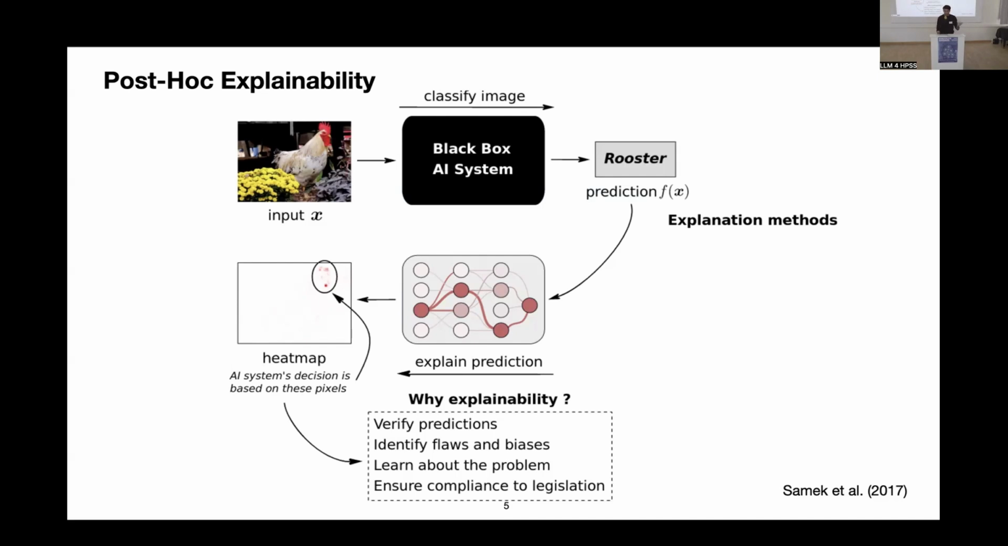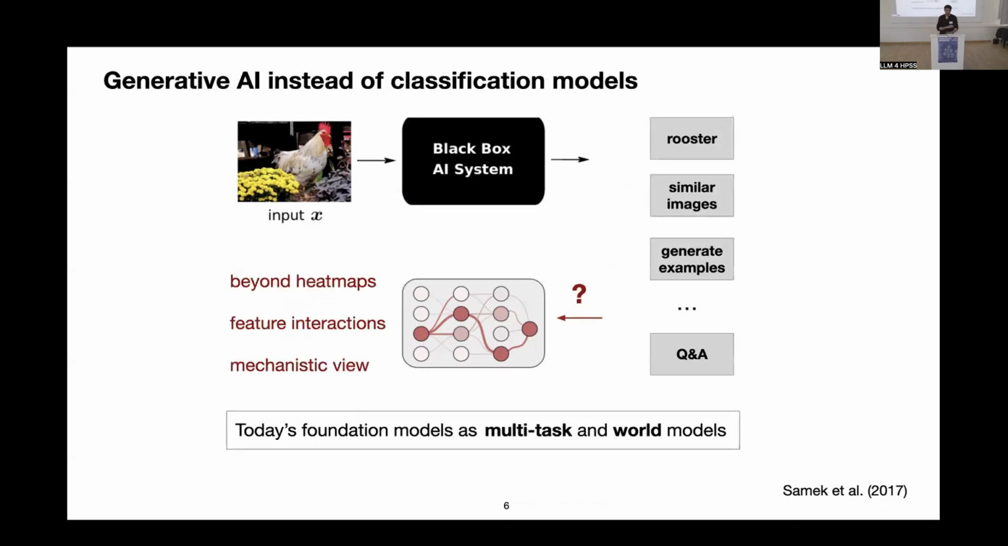So this used to be the standard scenario up until maybe, let's say, 5 years ago. So now we are in the age of Gen AI. And so instead of classification models, our models can all of a sudden do everything. So they can classify, you can ask them for similar images, they can generate new images, you can ask them any question about basically any topic you're interested in.